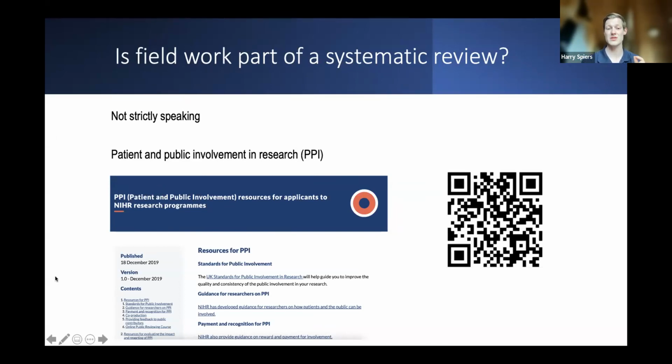So to summarize, strictly speaking, no, fieldwork is not part of a systematic review, but actually it's quite important to understand what's relevant to your patients, what makes a difference to them. So you can systematically review that rather than something else, basically.